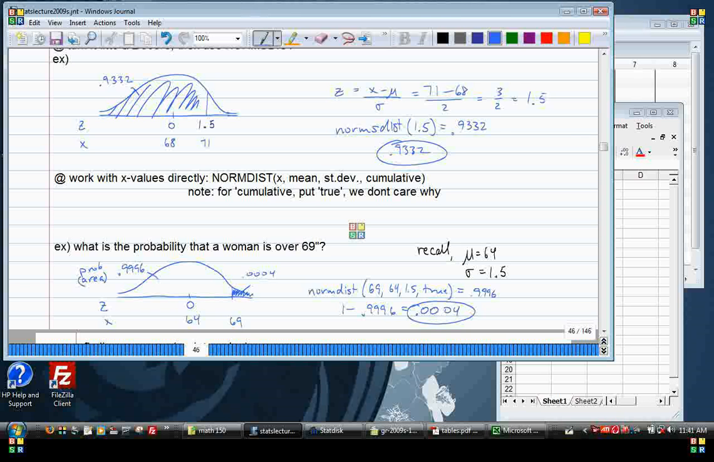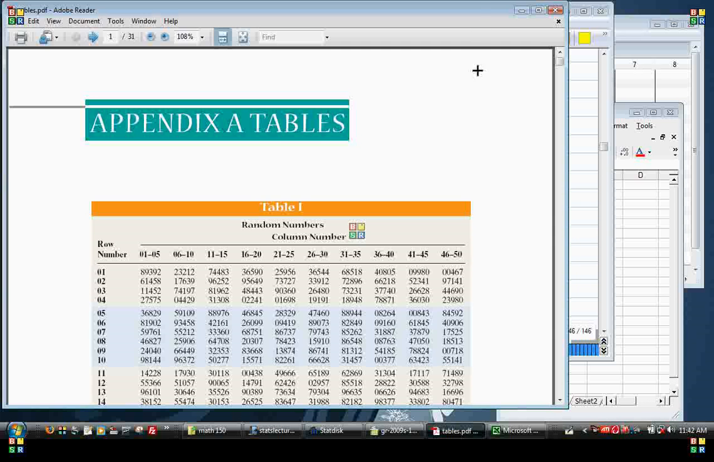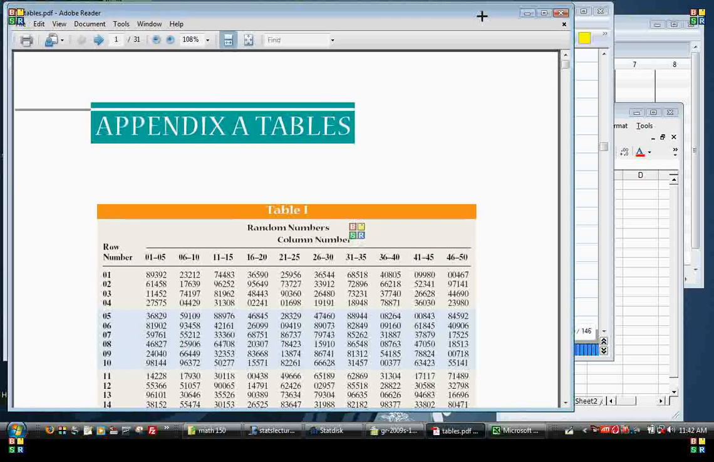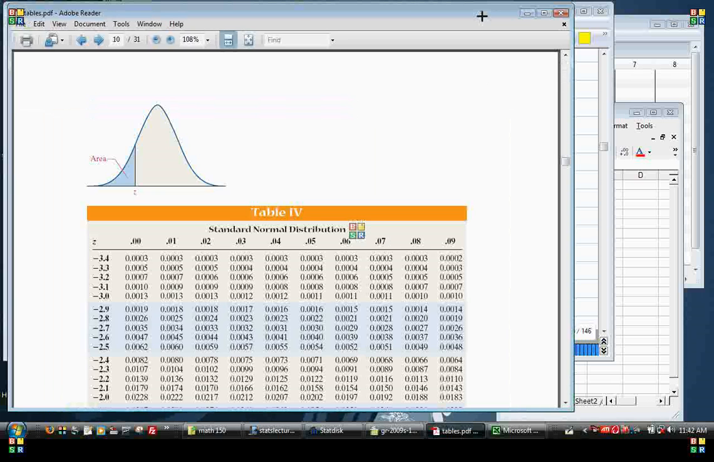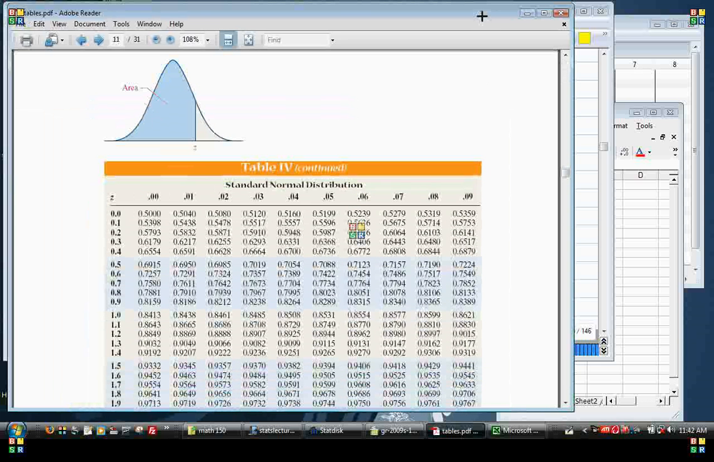And there's one other way. I don't recommend it, but I'm going to show it to you. In the appendix, Appendix A of the book, there are these tables. So we need this table. This is a table of values. What this does is for every z-score, it lists the probability value, or in particular, it lists the area to the left.